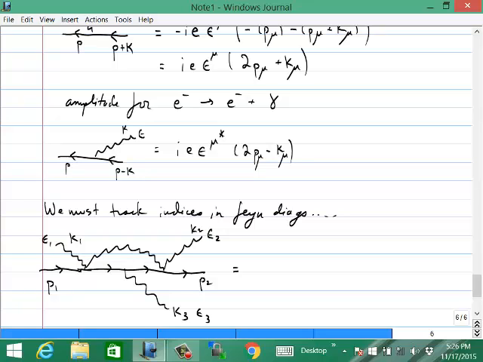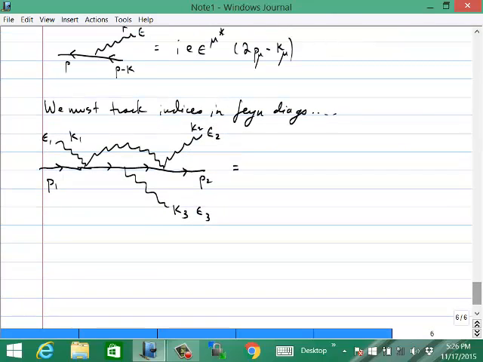The important point really is that you have to be careful to contract all of your indices in the way that you're instructed to by these Feynman diagrams. Because really, you have these three polarization vectors. You have an epsilon 1 mu, an epsilon 2 star nu, epsilon 3 star rho. And the various terms that will appear in your Feynman diagram.